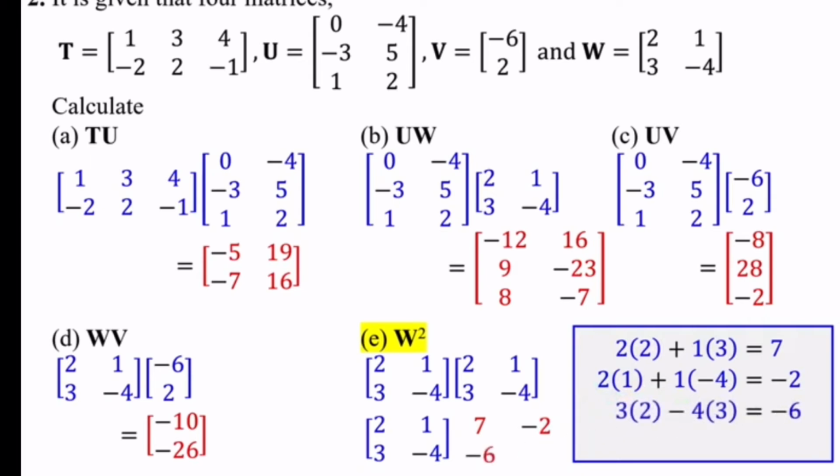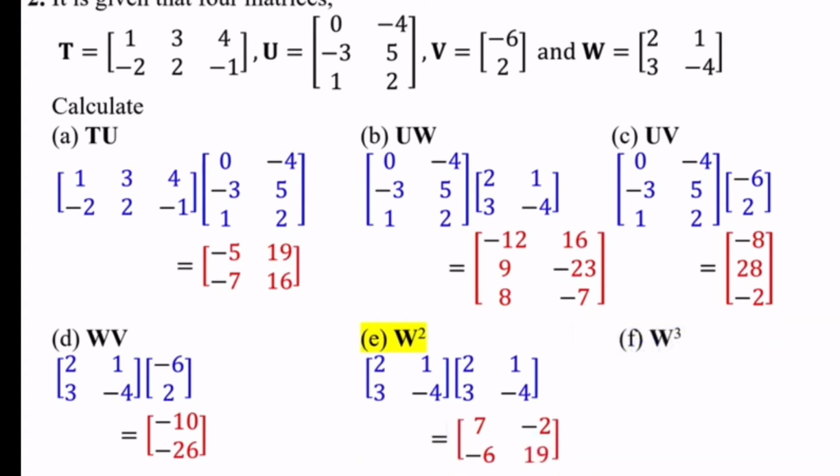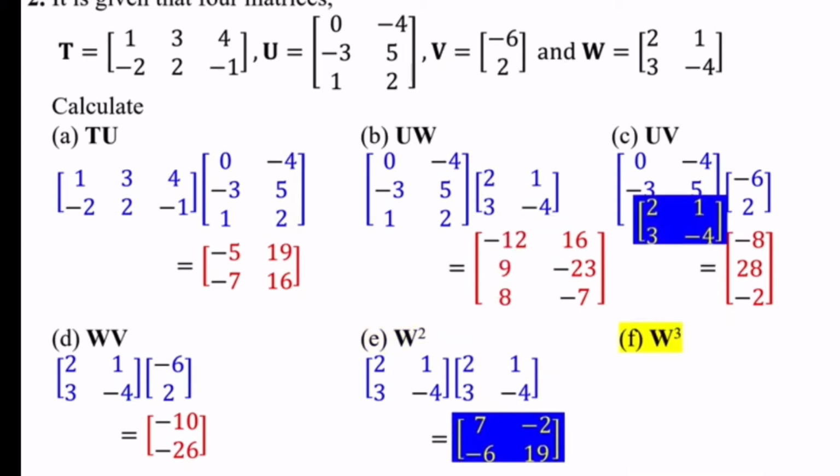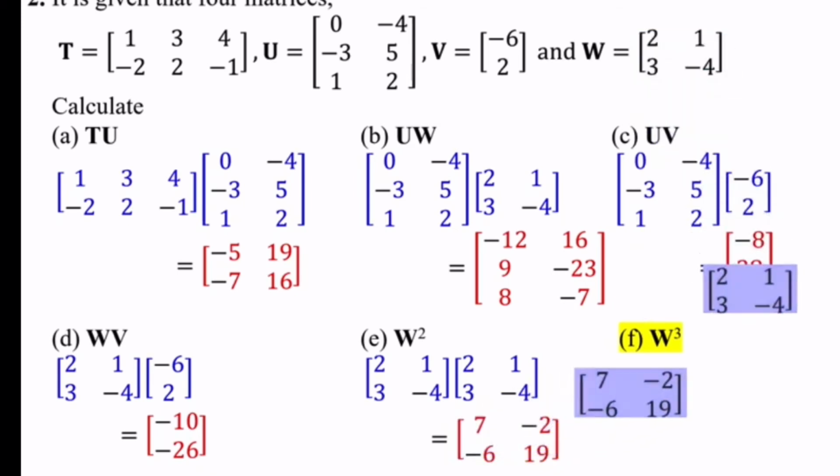And the final one is, after we do, we have to rewrite again, follow the row and column. The last one is 19. So let's write the answer properly. Follow the row and the column: 7, negative 2 and negative 6, 19 with a rectangle bracket. And for W cube, we are going to take just now the answer times the W.